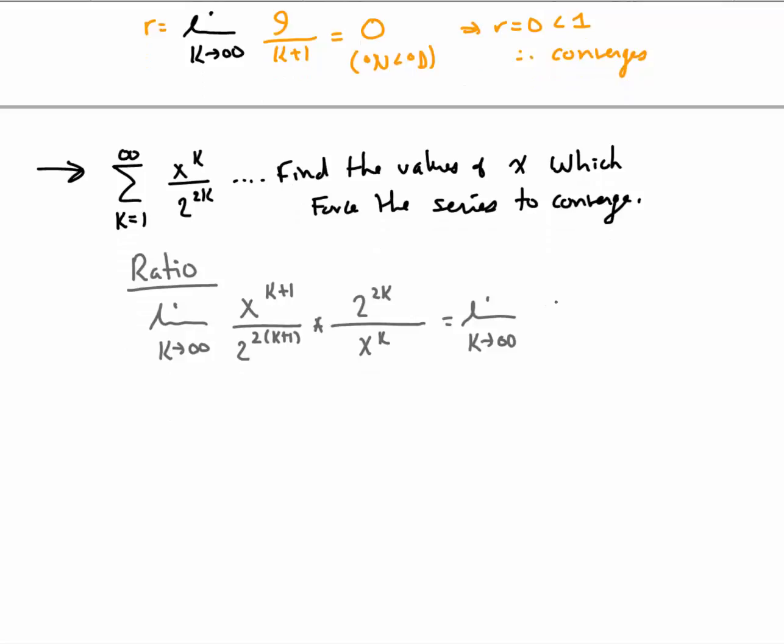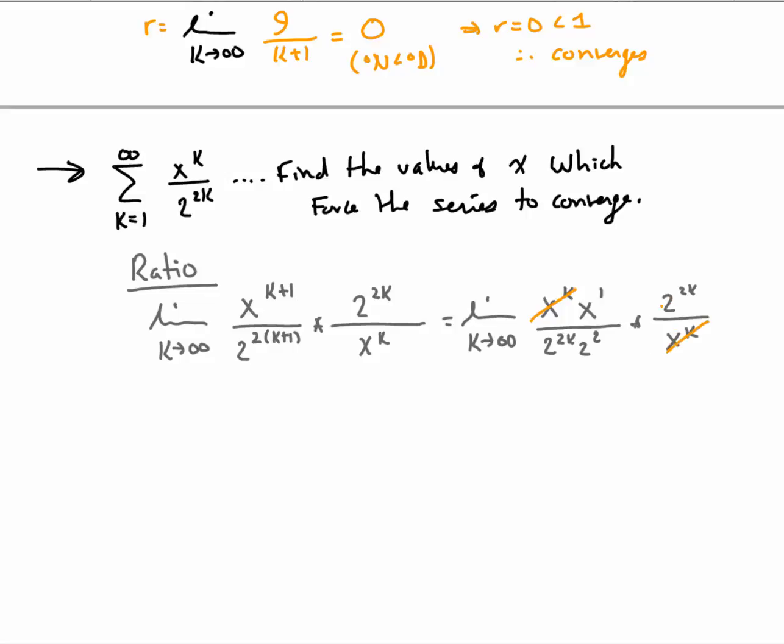So as we simplify this, I'm going to write a little bit more out. This is x to the k times x to the 1. In our denominator here, this would be 2 to the 2k plus 2. So this would be 2 to the 2k times 2 to the second. And then over here I have that 2 to the 2k and then x to the k.